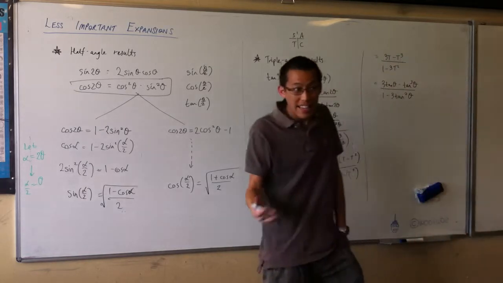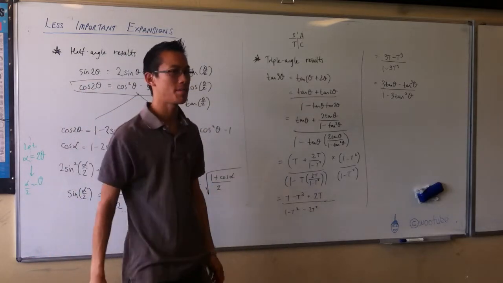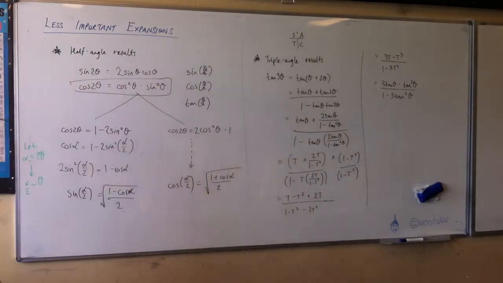Now again, just like with the half angle ones, you don't have to memorize this because it's not that useful. A typical example, have a look at the second side of the sheet. Where's the question?